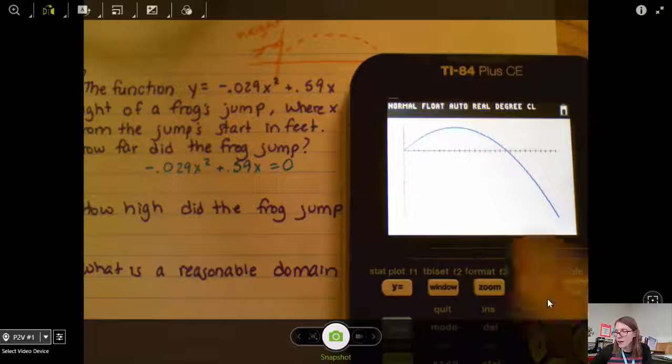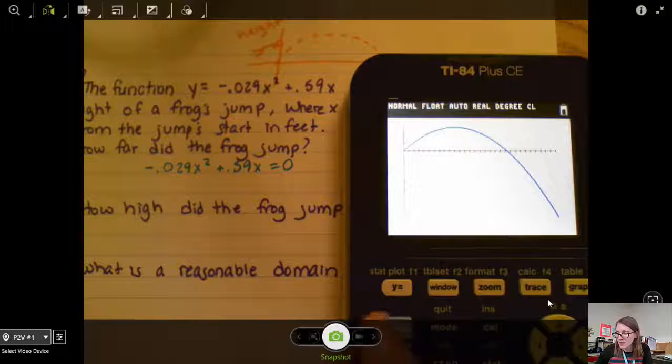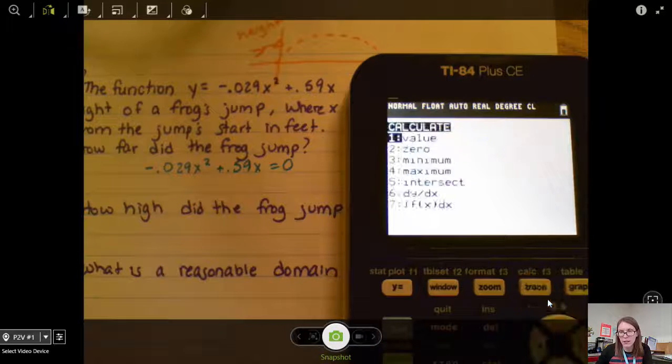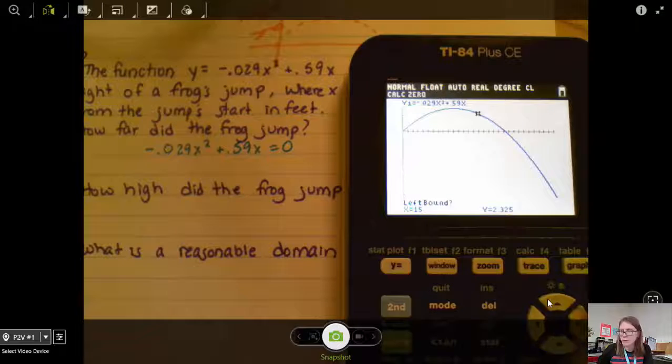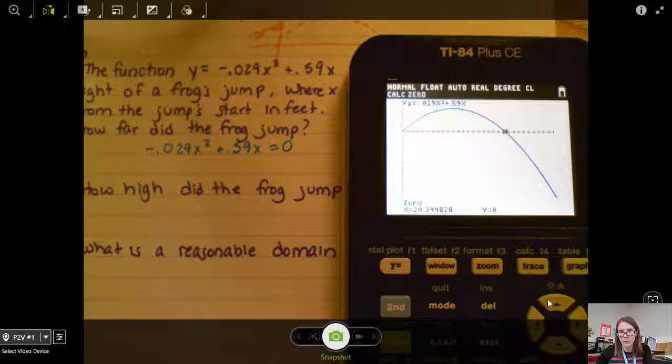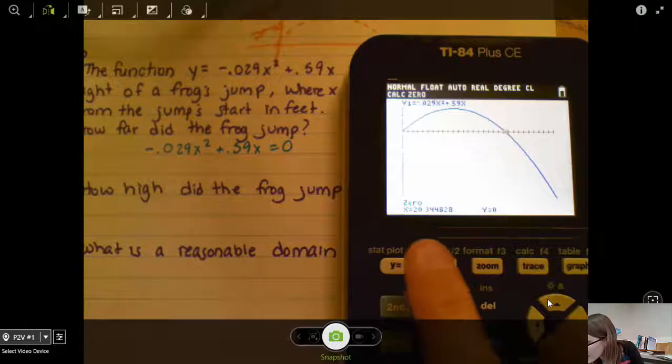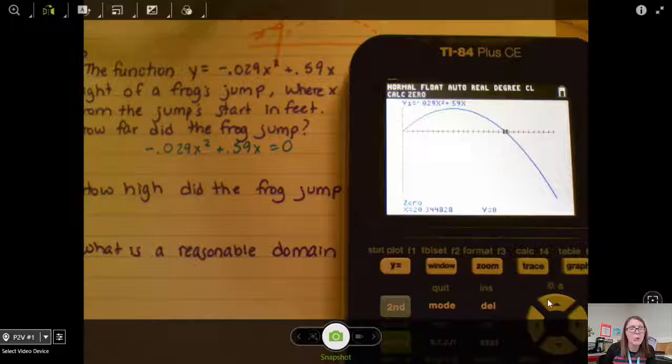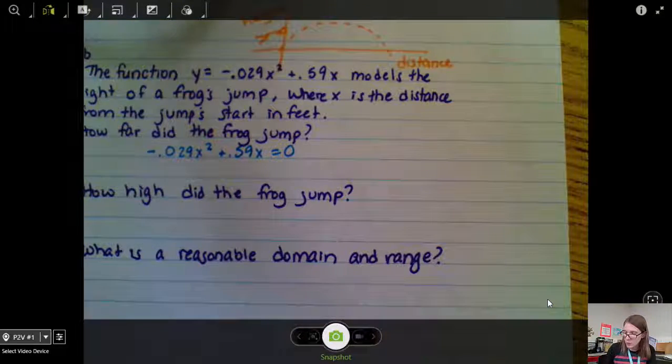How far did the frog jump? I want to find what this x-intercept is. So we go second, calc, 0. If I'm trying to find my x-intercept here, left bound, I need to be on the left side, which I am. Right bound, let's go to the right a little bit. Here we go, looks good. And guess. So that's 20.34 feet, about 20.3 feet.